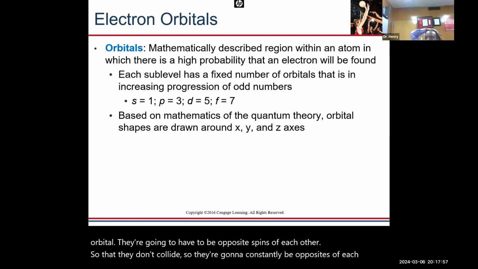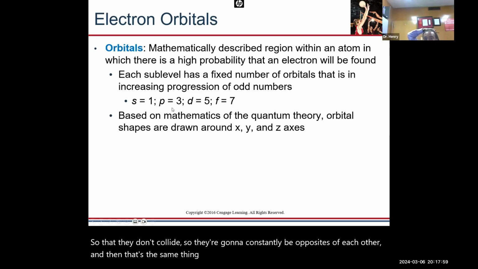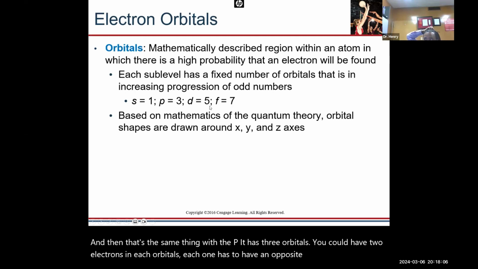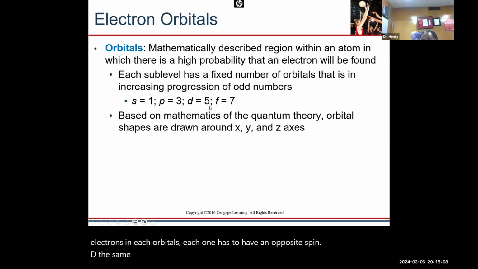And that's the same thing with the p. It has 3 orbitals. You could have 2 electrons in each orbital. Each one has to have an opposite spin. D, the same way. Okay? Are there any questions so far? So it's 2 electrons per orbital.